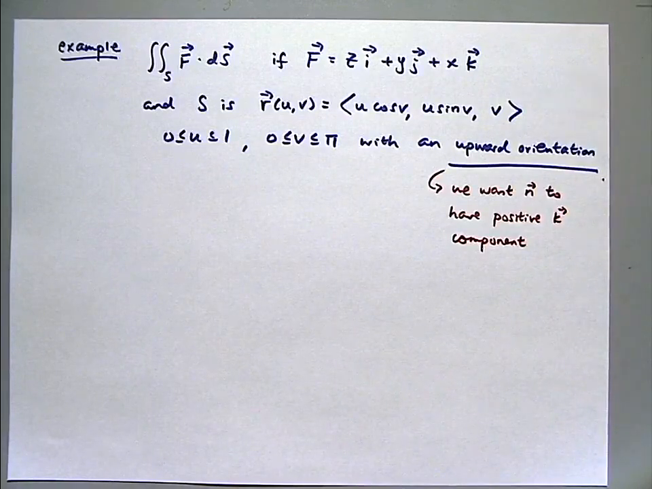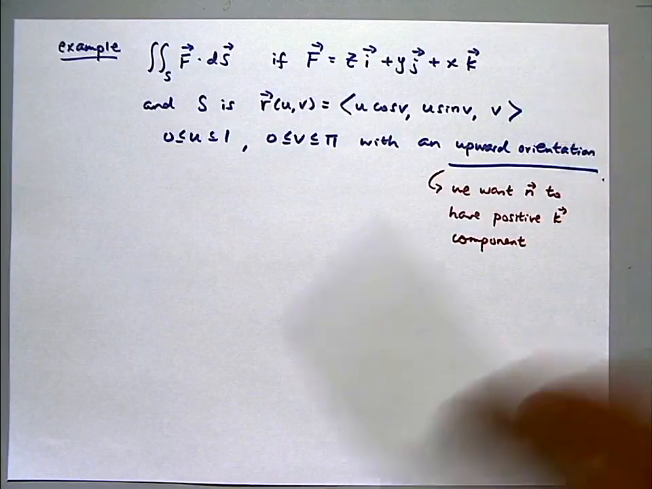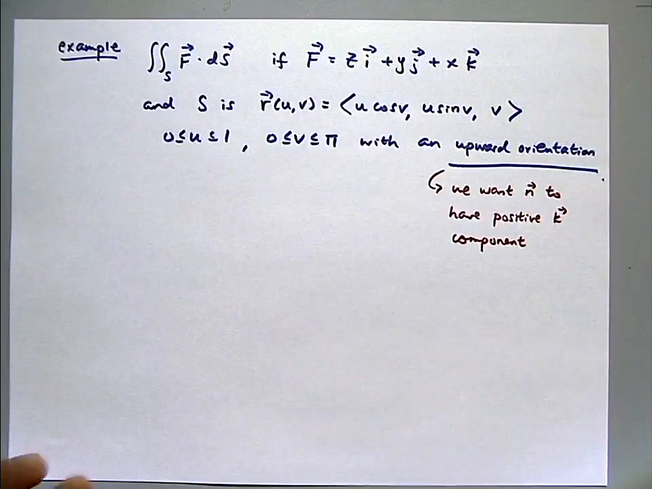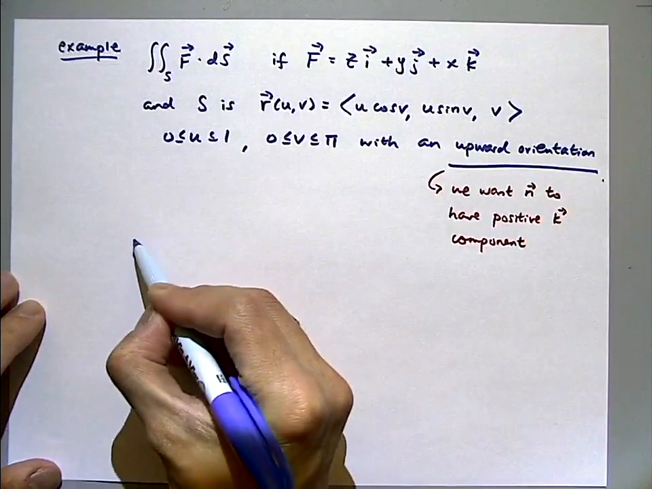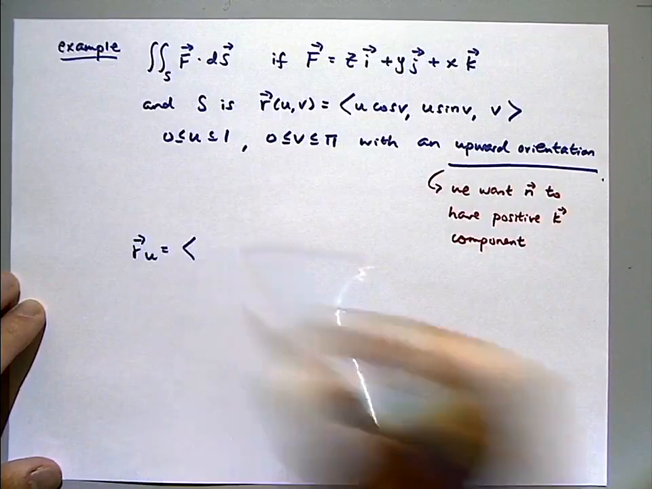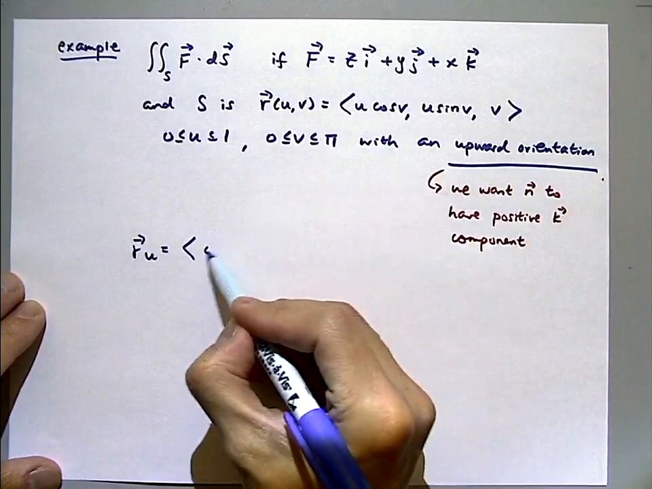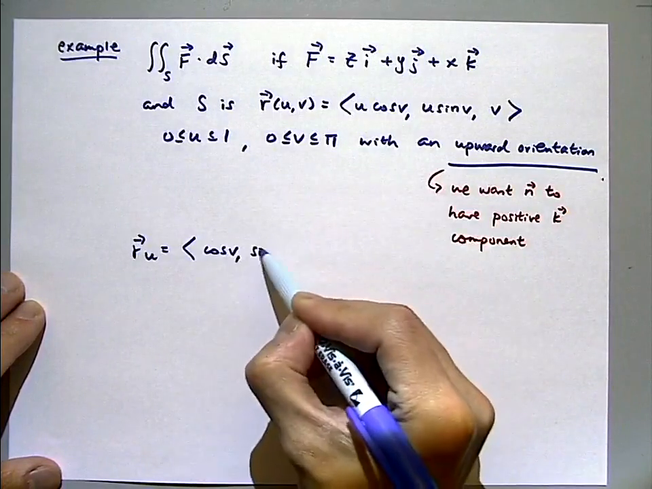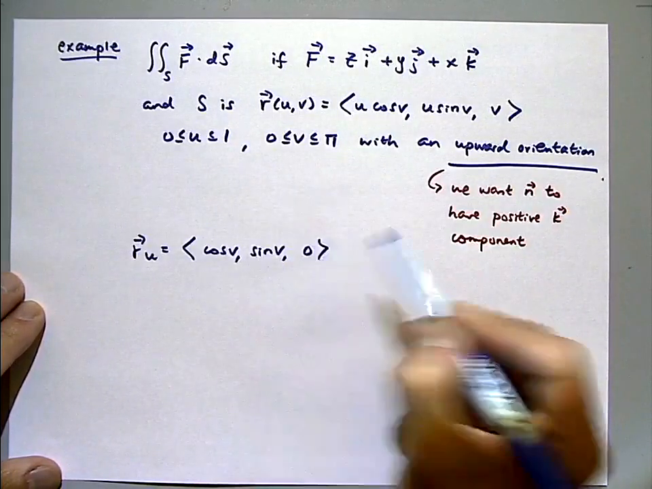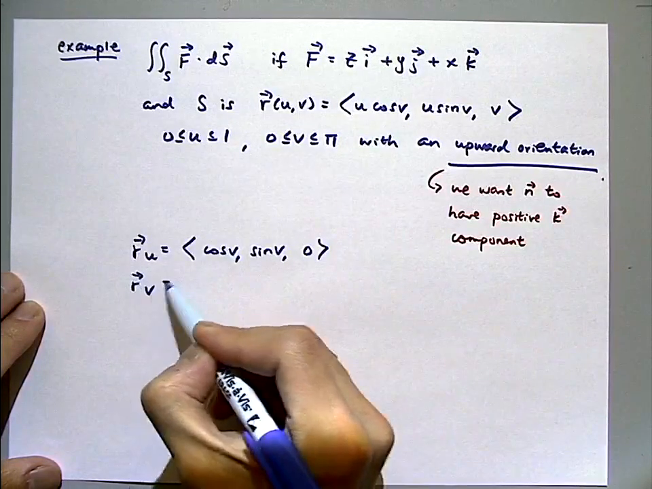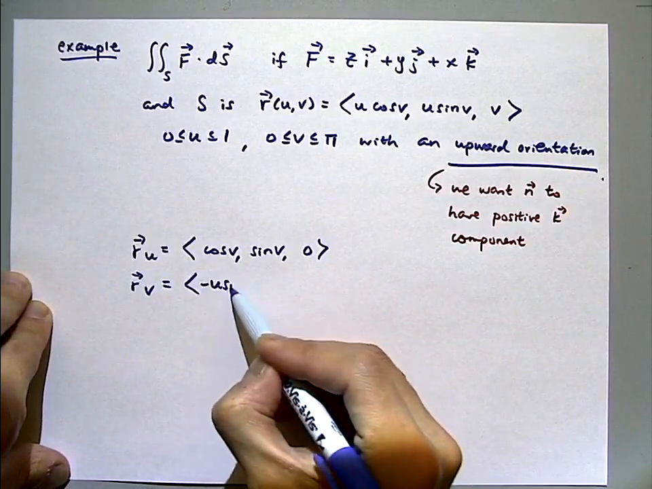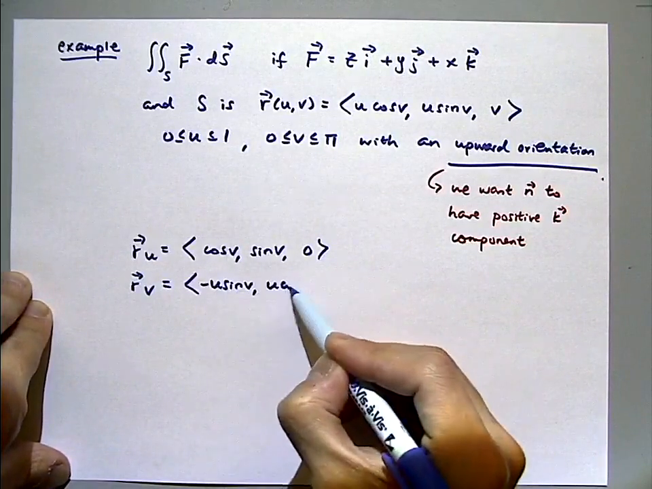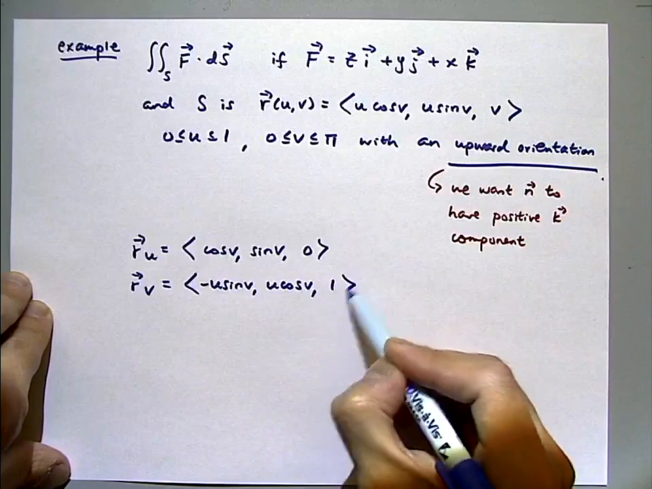Okay, and this is a pretty simple case right here. We got our surface already parameterized. There's nothing more to do. We just go ahead and proceed with RU, RV, and do the cross product, right? All right, so RU, this is simple. Cosine V, sine V, 0. And then RV is minus U sine V, U cosine V, and 1.